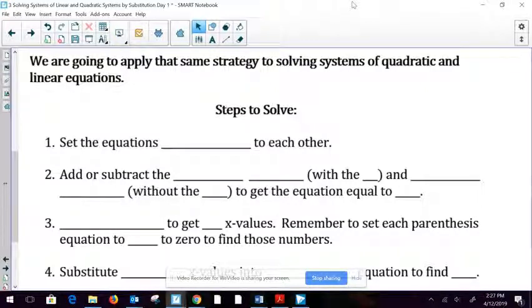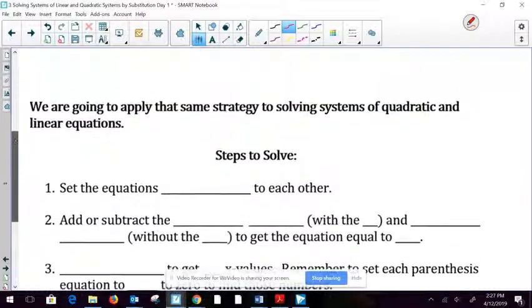Hi everybody, welcome back. Today we're going to continue more with solving systems of quadratic and linear equations. Instead of graphing now, we're going to move on to solving by substitution. The way that we're going to go ahead and do this is very similar to how we solved systems of equations when we were doing linear equations.